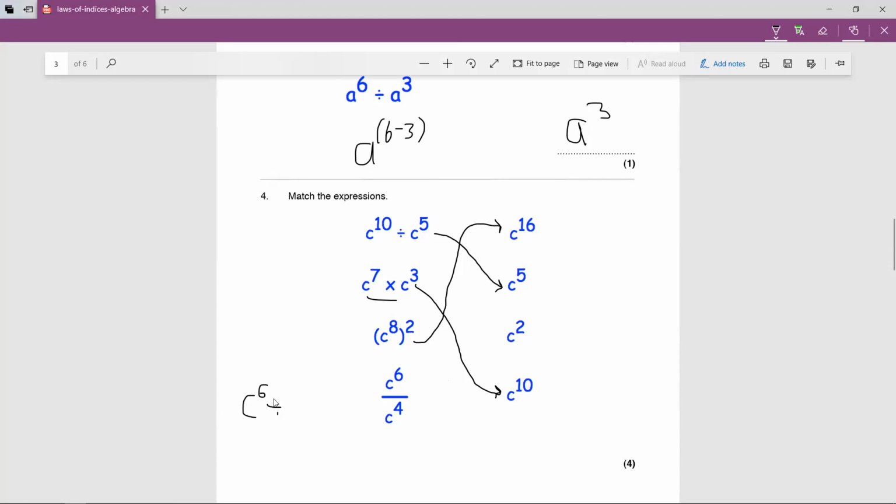Let's not forget that this is a division. So we'll be having 6 minus 4. That's c power 2. And that's done. All right, let's move to the next number.